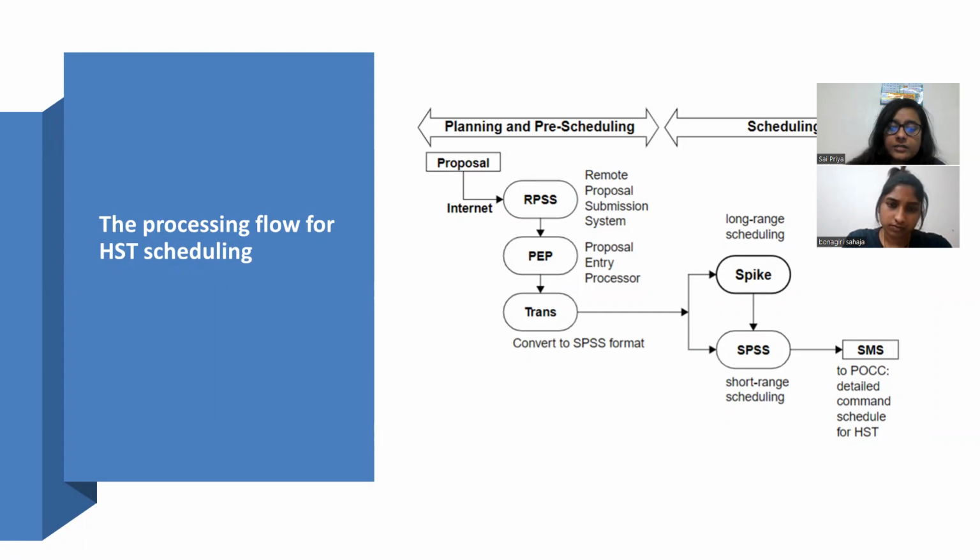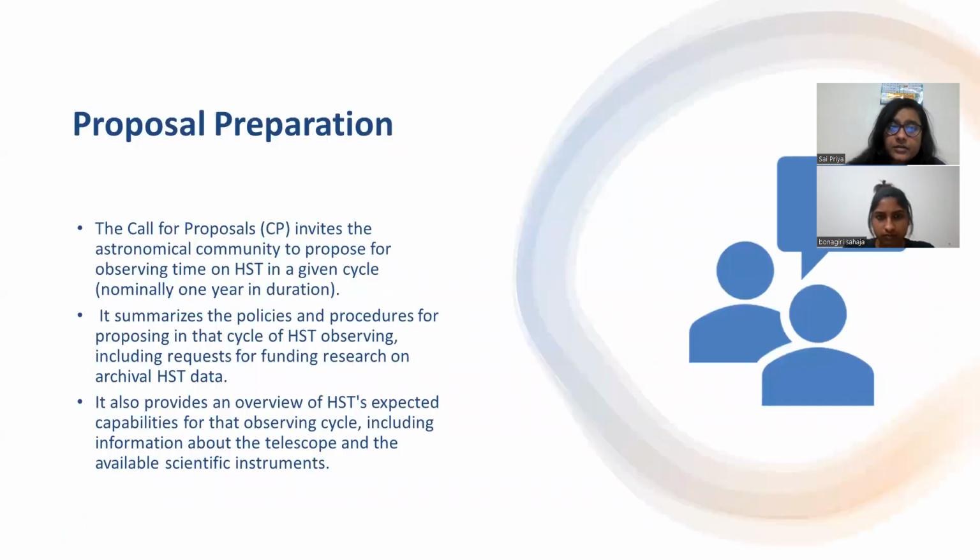Long-term scheduling allocates the observations to week-long segments over the scheduling period. And the second, short-term scheduling, allocates observations within the week-long time segments over the scheduling period of the year. And next, the proposal preparations.